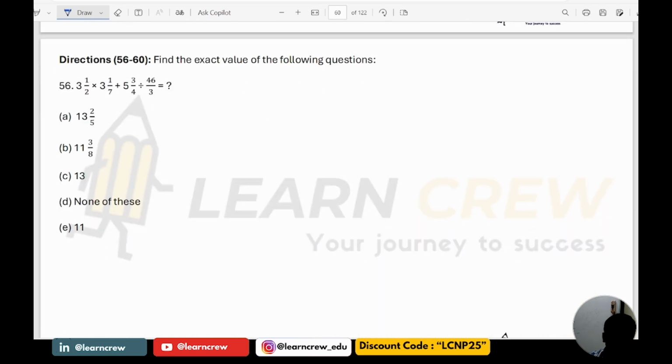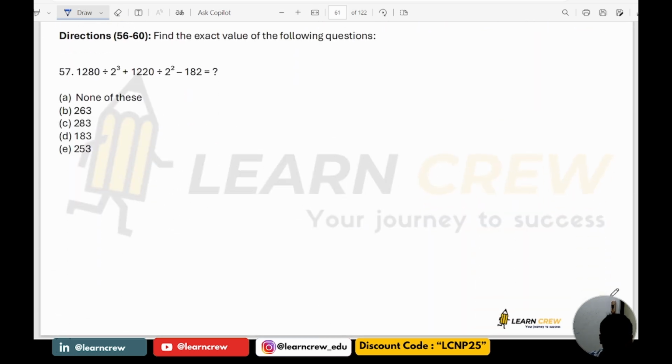Now find the exact value. So 3 1 by 2 means 7 by 2 into 22 by 7 plus 5 3 by 4 means 23 by 4 divided by, means into 3 by 46. If you simplify this, how much are you going to get? So 7 7 cancel. So 2 11s are 22. Now 23 1s are 23, 2s are which is 3 by 8. So 11 3 by 8. Option B.